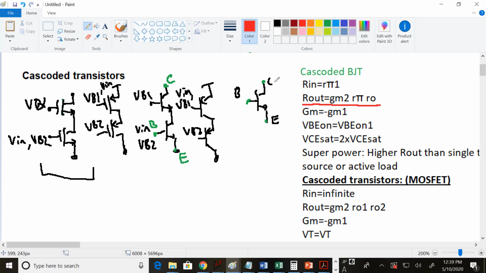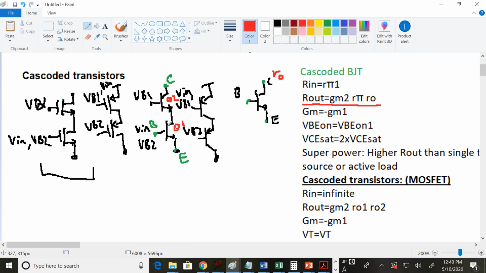For a single transistor, its R out, in other words, its collector resistance, is just RO, but for a cascoded transistor, you get GM2, so this would be Q2, to Q1. You'd get GM2, that transconductance of the top transistor, times R-pi, and I forget which ones these are. I'll check those out before I post. But yeah, times R-pi times RO.